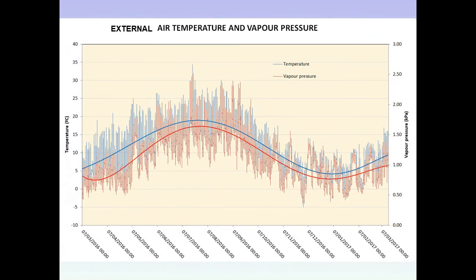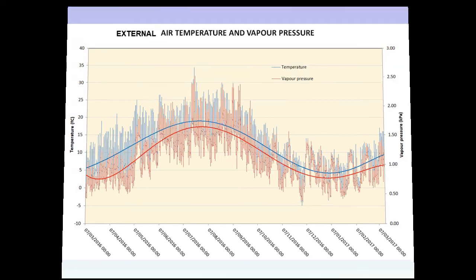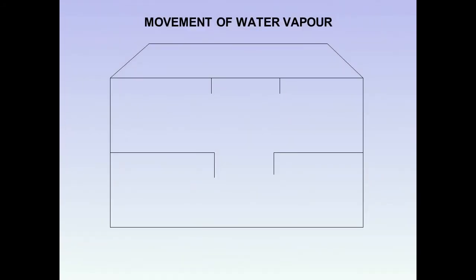And again, the external air temperature and vapour pressure. Again, in the winter, the colder it is, the lower the vapour pressures. The warmer it is, the greater the external vapour pressures. The other feature of water vapour, of course, is that it exerts a pressure. We mentioned that earlier. But it moves, therefore, down its pressure gradients.